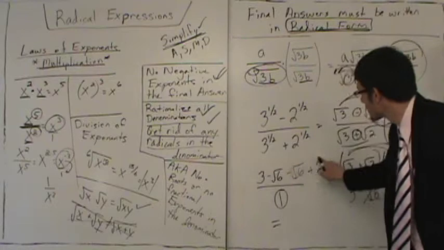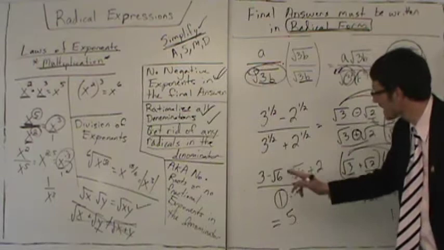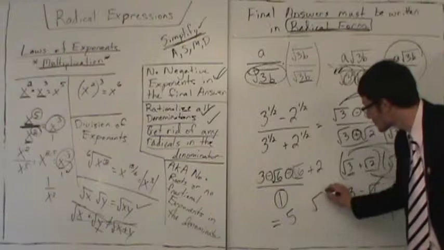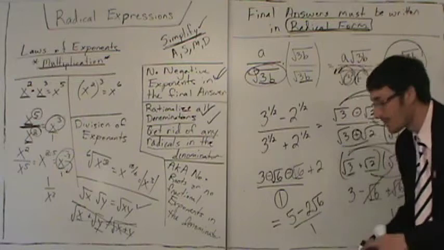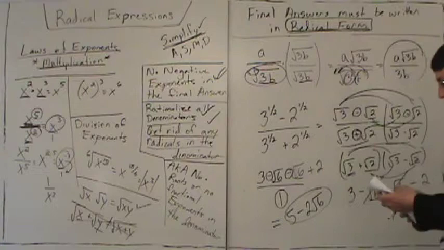So 3 plus 2, add the numbers. 3 plus 2 is 5. And the negative root 6, negative root 6 do not cancel out. When the signs are the same, we add. And notice, what matches doesn't change. So the root 6 will not change. We add what's in front. Negative 1 plus negative 1 is negative 2. So we end up with 5 minus 2 root 6. And we do not write the denominator of 1. So our final answer is just 5 minus 2 root 6. And we are done. Now, this looks more familiar to your eyes than the last problem did, hopefully.